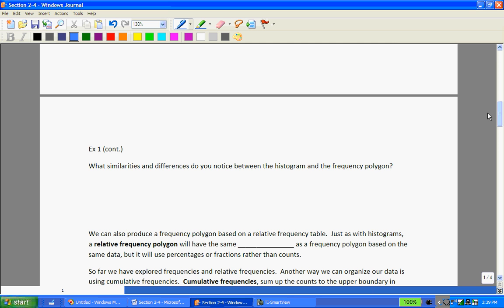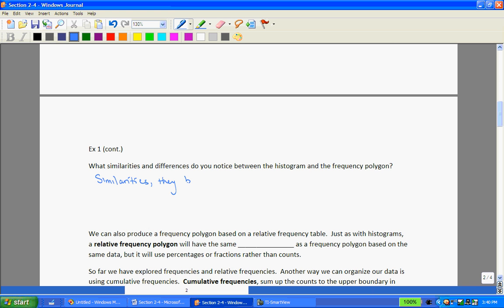Having said that, what are some similarities and differences between a histogram and polygon? So similarities: they both show or display information from a frequency distribution or frequency table.